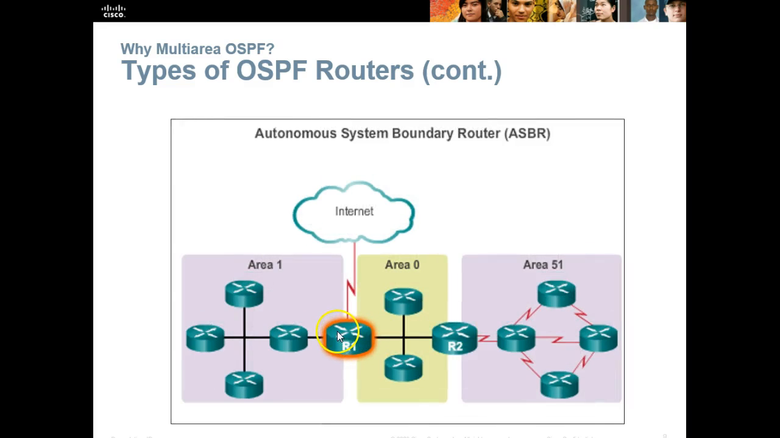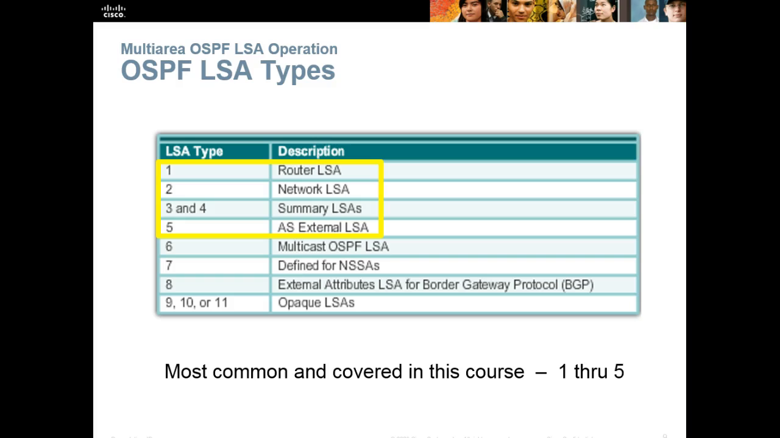And R1 is even a little more hardworking because on top of all those other things, it's also attached to an autonomous system boundary router, the ASBR, say running EIGRP, or in this case the internet, so that comes in too. So there's different types of routers that make OSPF work.